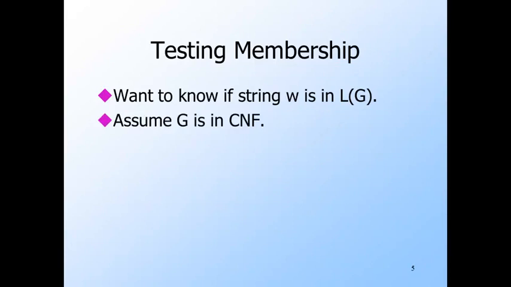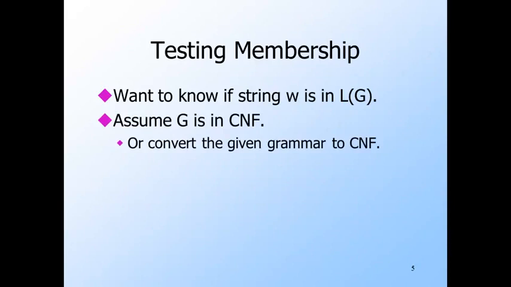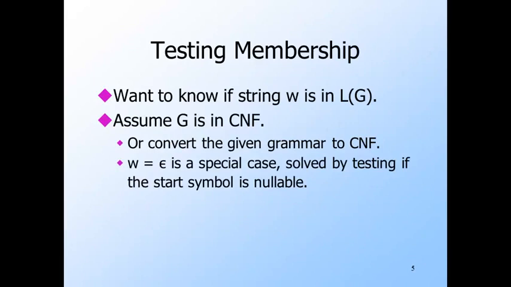We'll assume G is a grammar in Chomsky normal form. If not, we know how to convert the given grammar to CNF, so let's do that as the first step. There's a small matter that when we convert to CNF, we lose the ability to generate the empty string. But if W, the string we want to test, is epsilon, then there is another approach entirely. Apply the algorithm we learned for finding the nullable symbols, those that derive epsilon. See if the start symbol is one of these, and that lets us test membership of the empty string in the language of a context-free grammar.